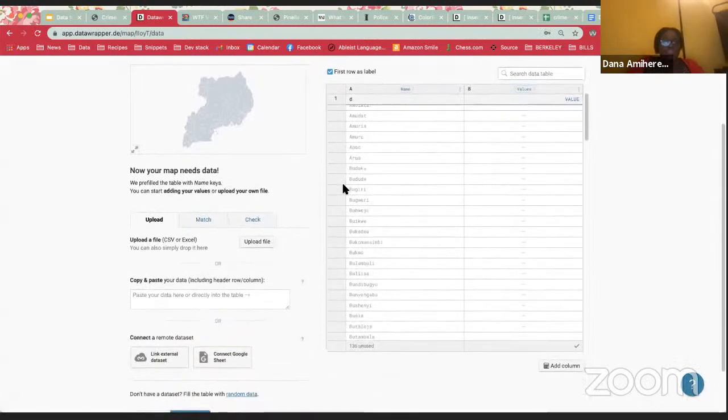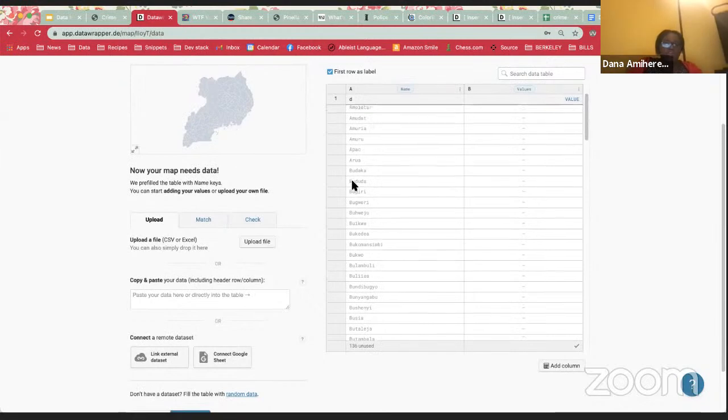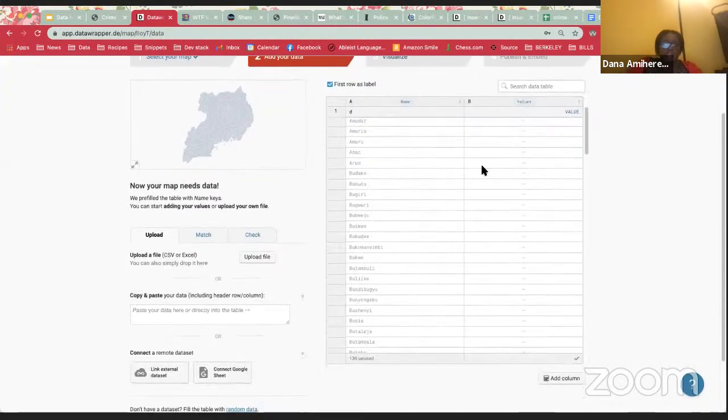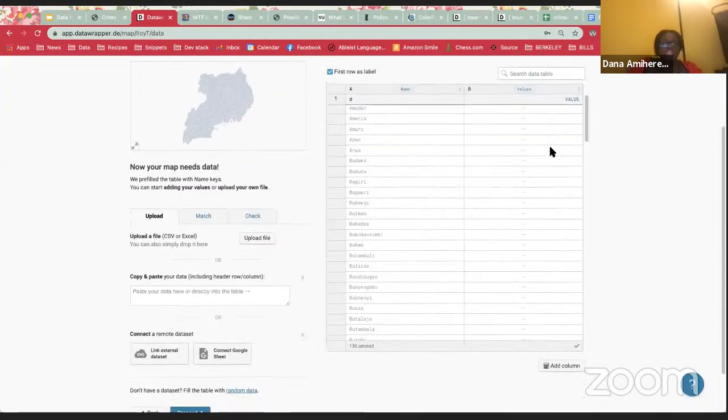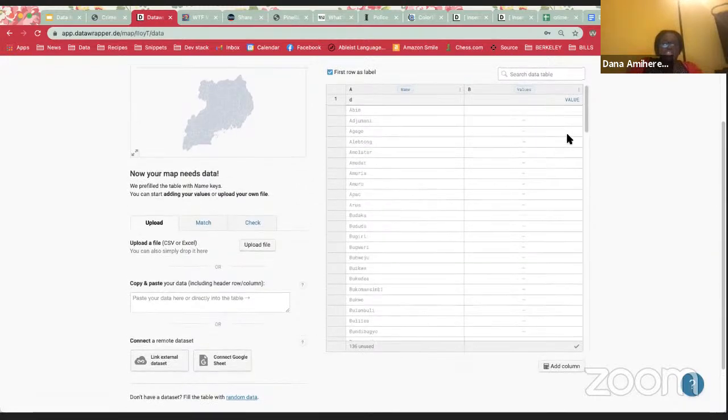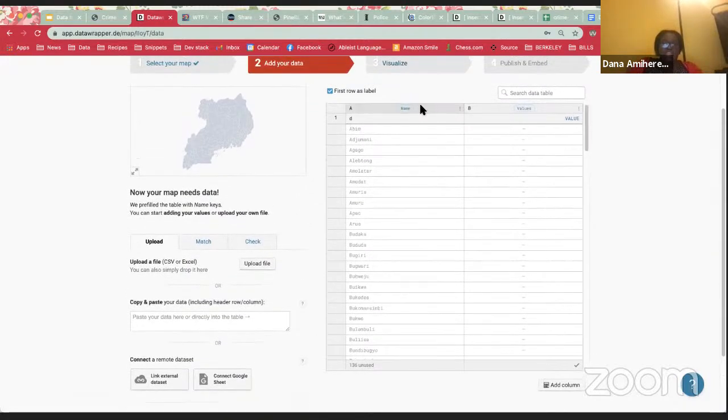And then you're gonna get this dashboard. So you're gonna have this little map preview up in the left-hand corner. And then over here on the right, you're gonna have what looks kind of like a spreadsheet. And it's gonna have all of these district names in it. So you've got this name column and you've got the values column. On the first row here, it's called D. And on this other one, it's called value, okay? And I have no idea why it assigned it that way, but you know.